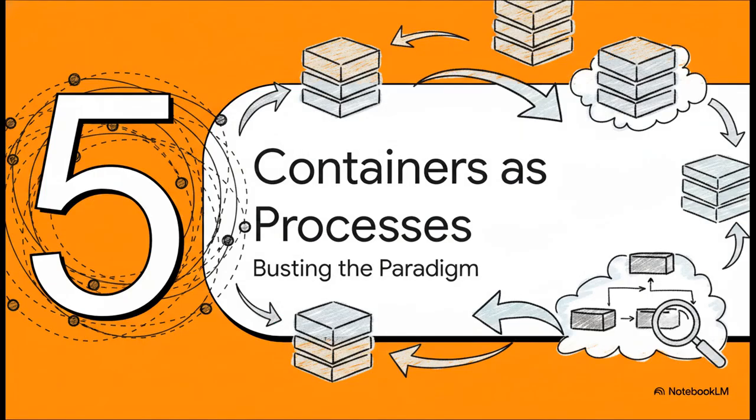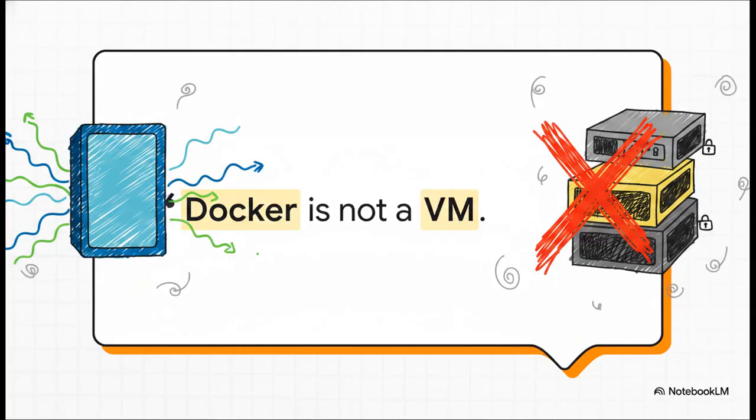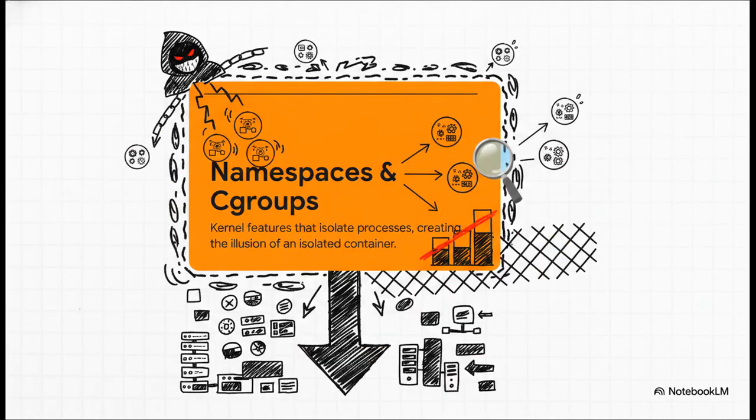All right, Section 5, Containers are just processes, busting the paradigm. Before we look at how AI handles all this eBPF data, we need to quickly bust a major misconception. A lot of people out there think Docker containers are basically miniature virtual machines running their own isolated, heavy operating systems. I need to be totally clear about this. They absolutely are not. A container is actually just a normal Linux process. Literally, that's it. It's simply a process that has been isolated using standard Linux kernel features called namespaces and cgroups. Namespaces limit what the process can see, and cgroups limit what resources the process can use. It creates this brilliant illusion of an isolated machine.